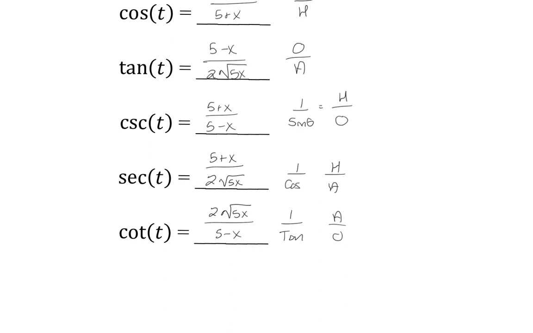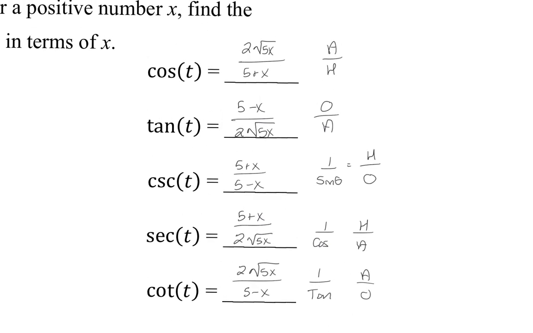And also, I think it's important to notice that cosine and secant are reciprocals of each other, as are tangent and cotangent, and then finally cosecant and sine. And that's just how putting something over 1 works.